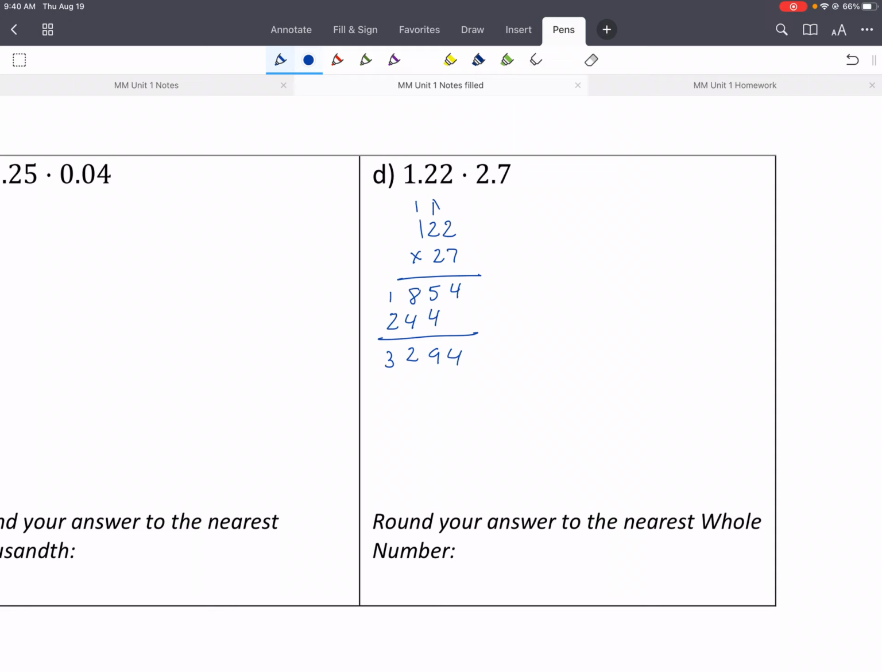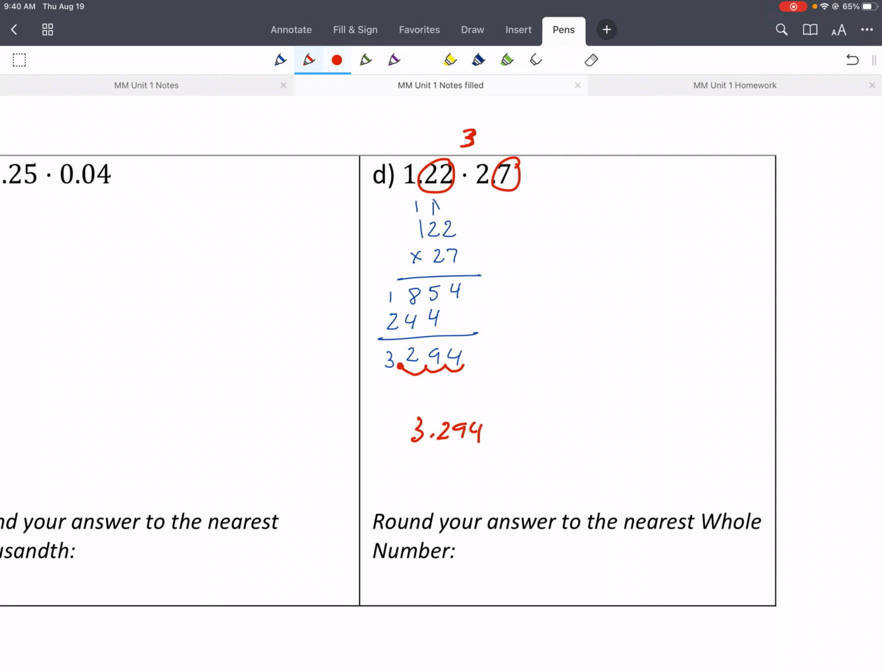And then we just need to figure out our decimal. So again, we have 2 decimal values here and 1 here. So that gives us a total of 3. So we'll start here and go 1, 2, 3. So 3.294. And then again, it's a great idea to double check. So 1.22 times 2.7. And I got it, sweet.